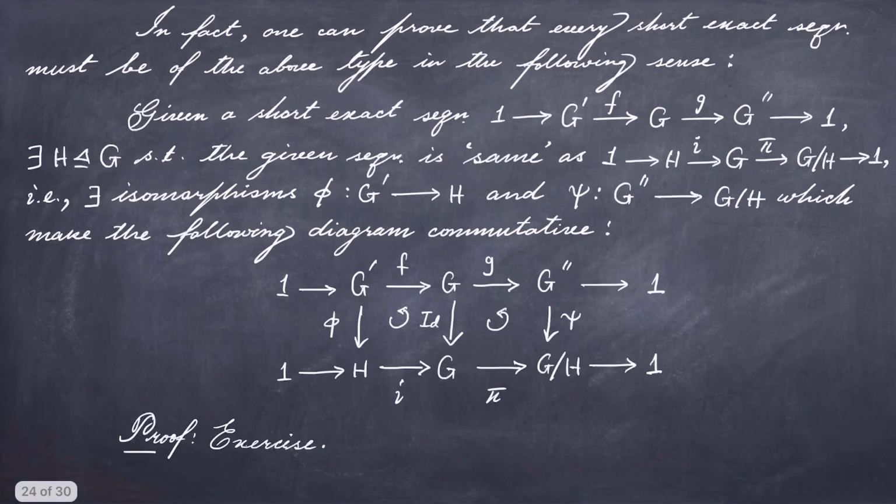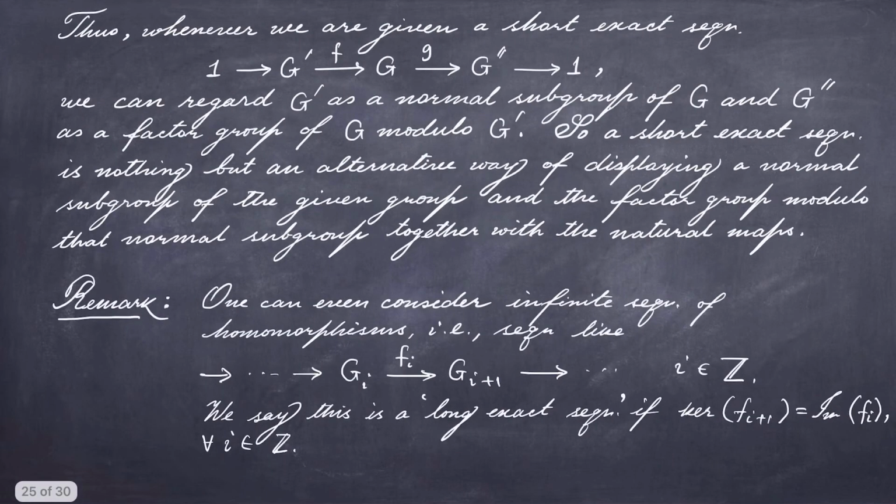So what does this observation tell us? As I said, any short exact sequence is the same as a short exact sequence of this form. So what does that tell us? That tells us that given a short exact sequence, we can regard G prime as a normal subgroup of G and G double prime as the quotient group of G modulo G prime.